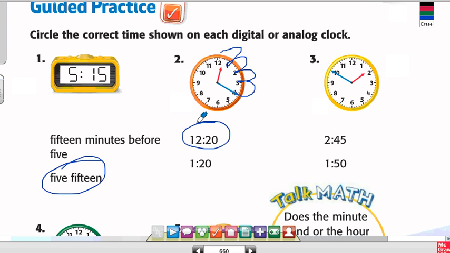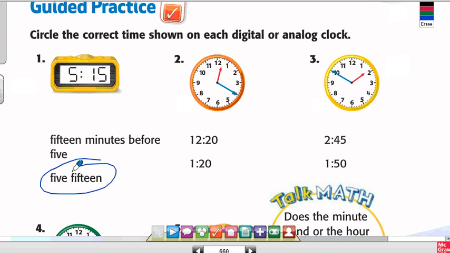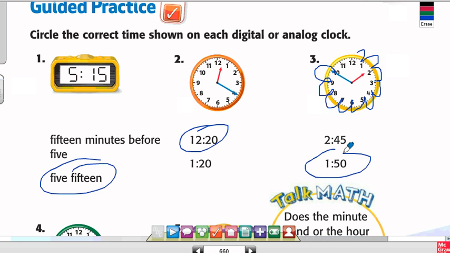Number 3? 1:50. Is it at the 2 or past the 2? It's still before the 2, look. If the hour hand is between the 1 and the 2, what's the hour? 1. Okay, and I count by 5s. 5, 10, 15, 20, 25, 30, 35, 40, 45, 50. So it's 1:50. It can't be 2:45, because if it's 45, the minute hand should be pointing towards the 9.